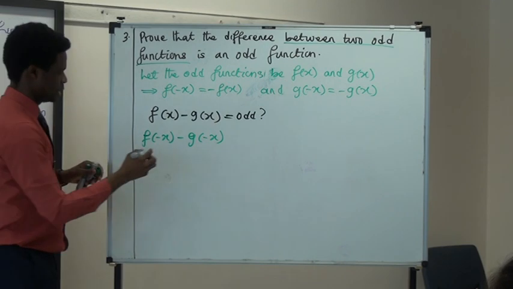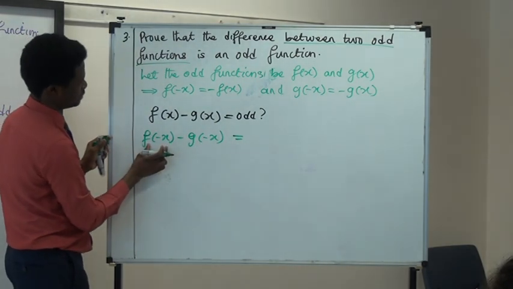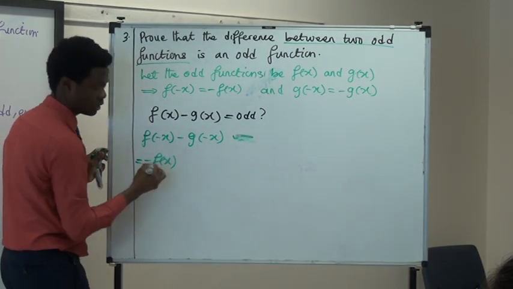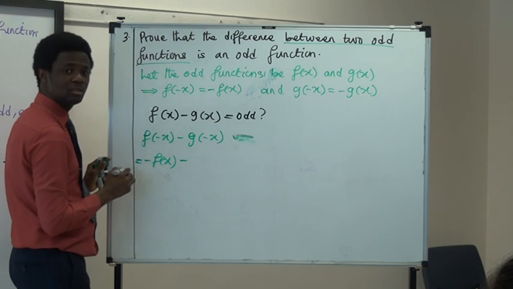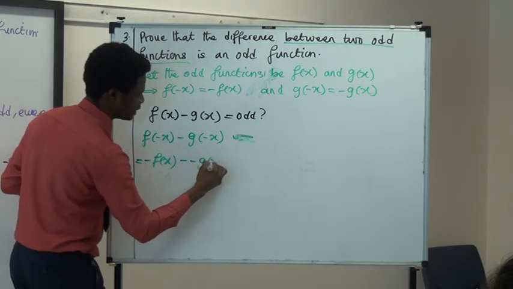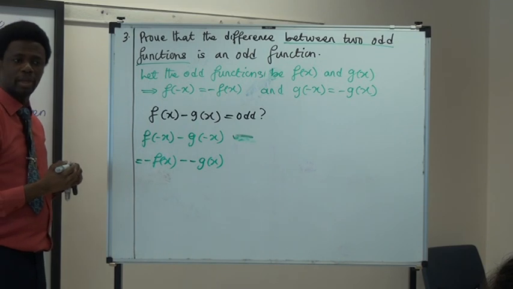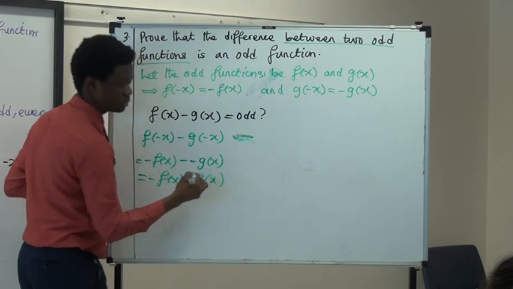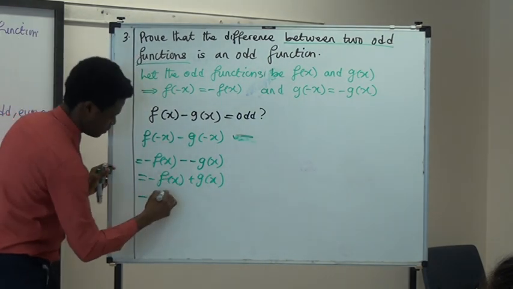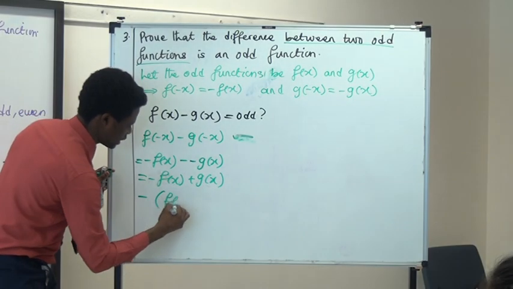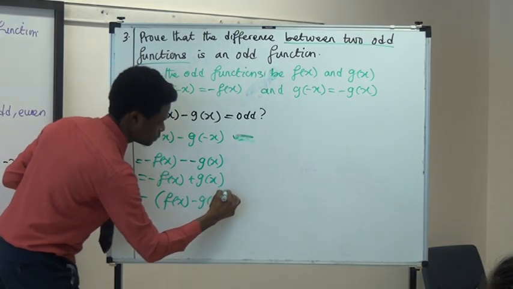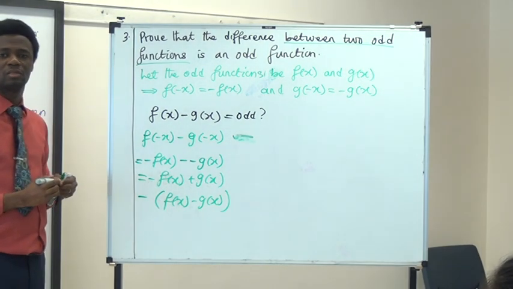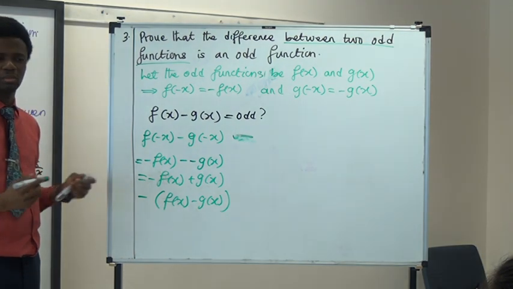Do you understand? Do we have something for this? Yes. Minus f of x, right? There's a minus here, and this g also generates another negative, which gives minus f of x plus g of x. But what is your goal? Bring minus out. Do we get the difference again? Yes. So which means this difference is an odd function. Does that make sense? Yes.